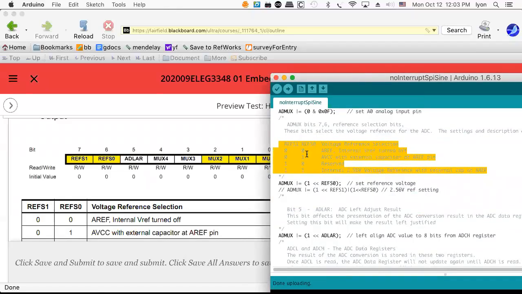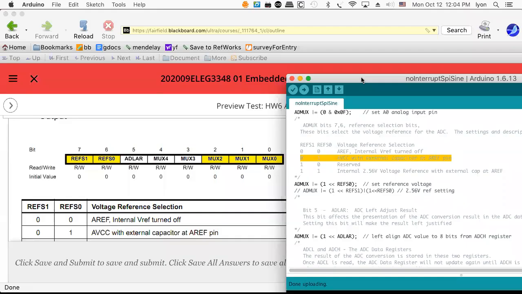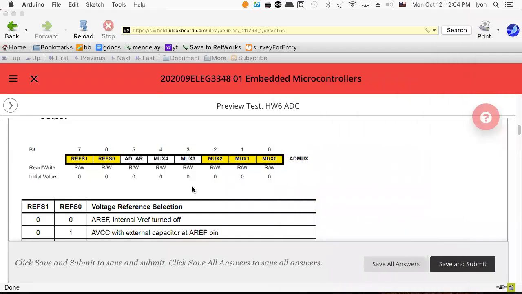Then here comes one where you're using the analog VCC, which is 5 volts. And then we have an internal voltage reference that goes to 2.56. And you can see where the bits are. They're in bits 6 and 7. And so what we're doing over in here is we're setting the REFS0 to a 1, which means we're going to be using the VCC as our reference. So that's where that code comes from.